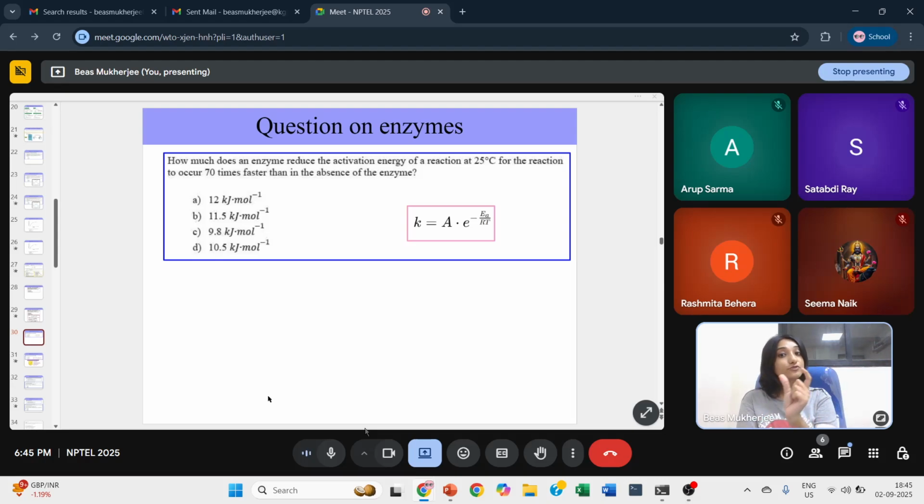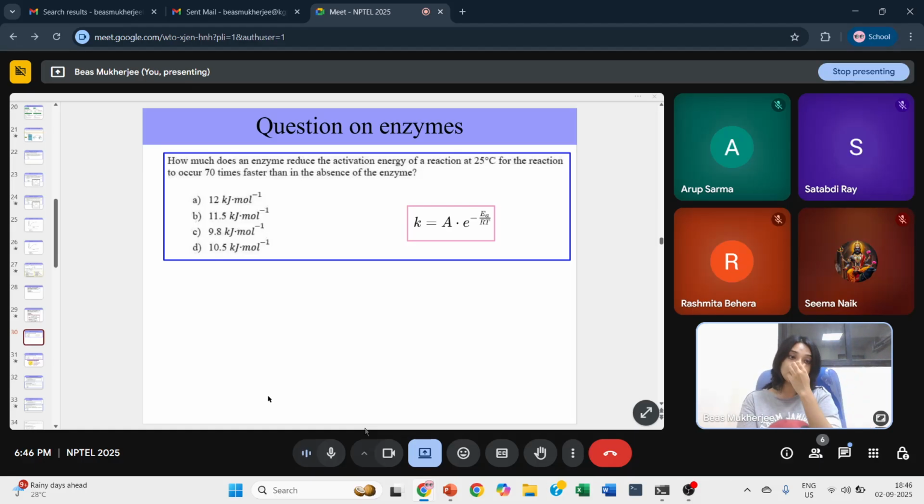So for that you will have to use this particular equation. This is called Arrhenius equation. So here what are the things that are going to change? First, the rate of the reaction is going to change. Rate of reaction is k, right? A is Arrhenius constant. Activation energy, you see how much does an enzyme reduce the activation energy. So the change in the activation energy is something that you have to find out. Now R is a constant.